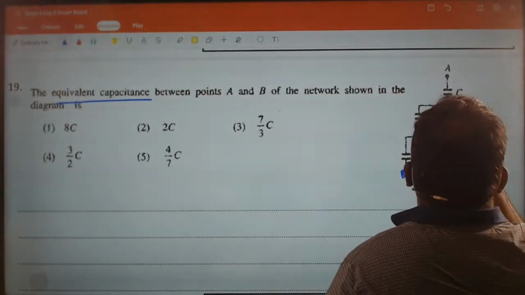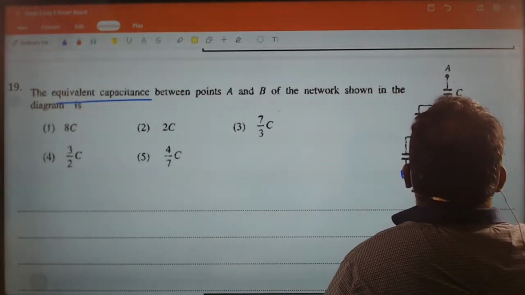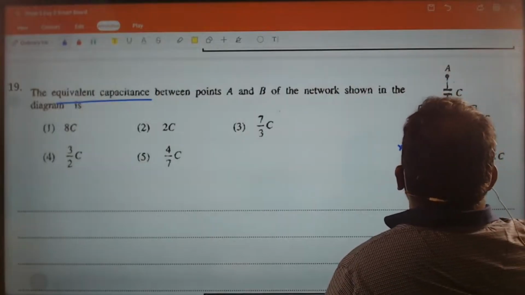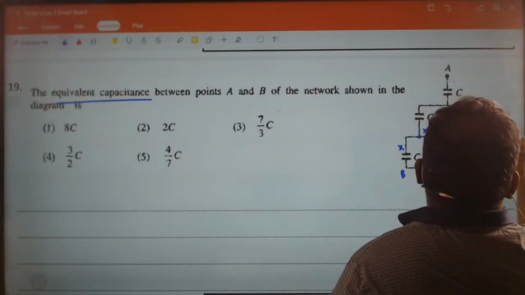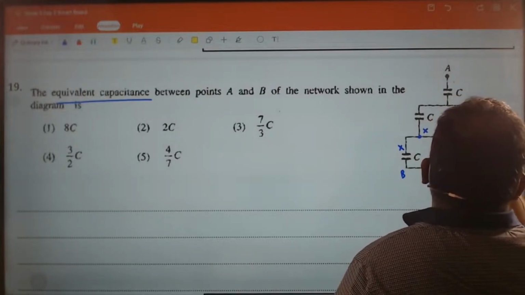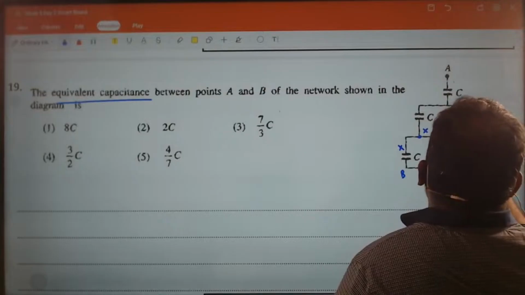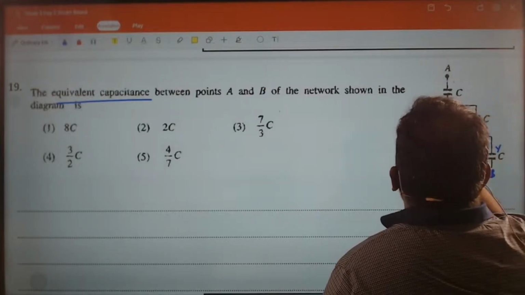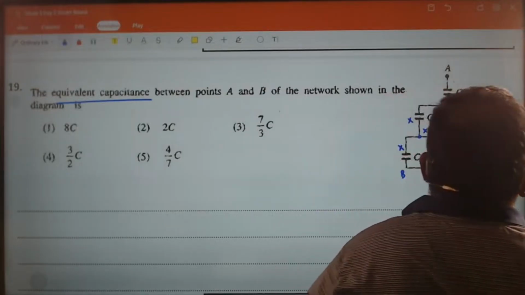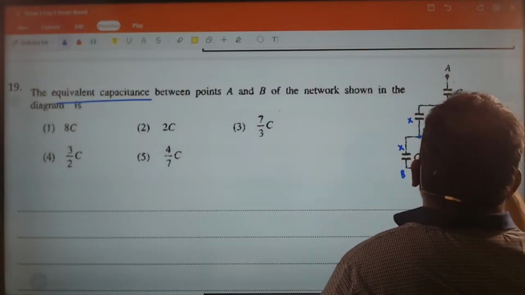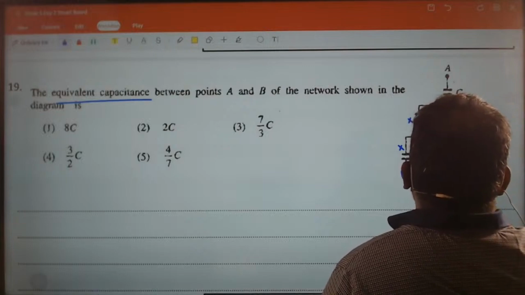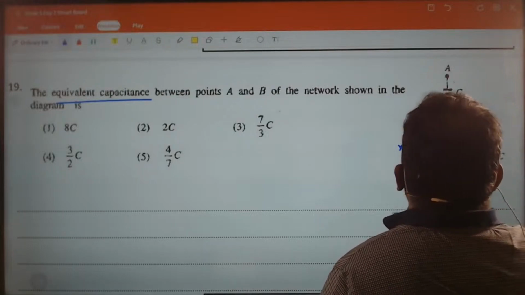X. Here X, here X, here Y. Here Y, here Y, here Y. These are X. Right. So Y here, Y here, Y there. X here, X there, X there. Here was X.